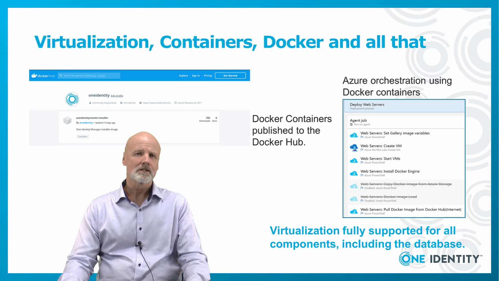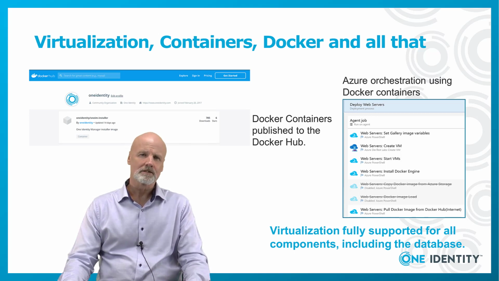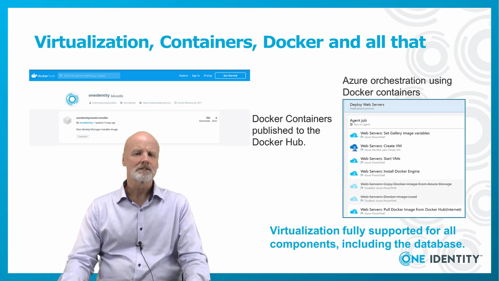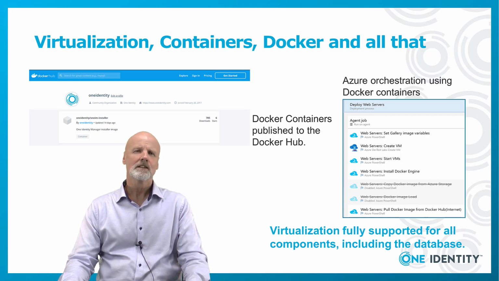That also includes virtual environments provided by vendors like Microsoft with their Azure and also Amazon, of course. One Identity has both partners and customers who use this. We have partners who provide the identity management solution as a service to their customers, and we also have customers who want to be able to rapidly deploy new test environments to support their way of working. And for that purpose, One Identity provides pre-built Docker containers, and those containers are available from the Docker Hub.